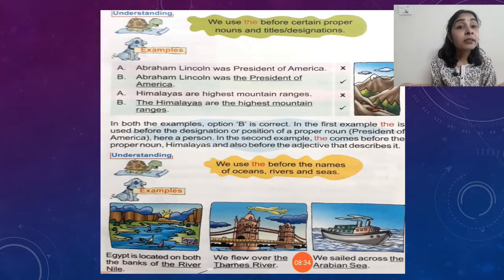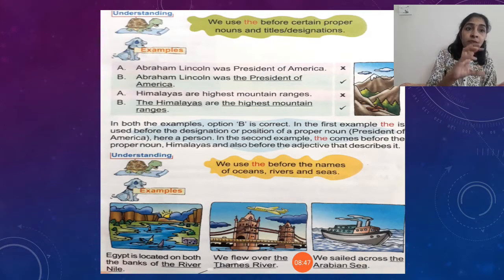The Himalayas are the highest mountain ranges. First of all, it will be the Himalayas, and next we are giving it the designation of the highest, so the highest mountain ranges. In both cases the things are definite, and they are proper nouns and designations, and we are using "the". So "the" is used before certain proper nouns as well as designations.